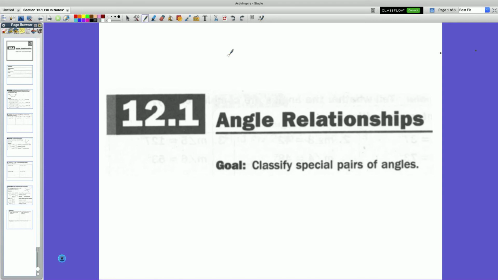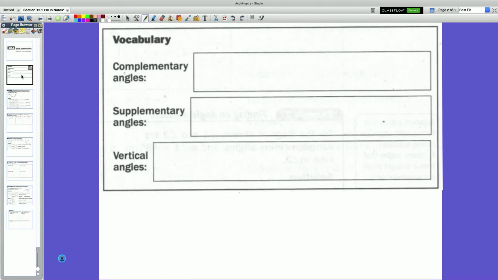In this chapter, we're going to learn all about angles and their relationships. We're going to have some geometry this chapter. We're going to learn about some shapes too. So, angle relationships. Today we're going to classify special pairs of angles. We're going to start off with some vocab.